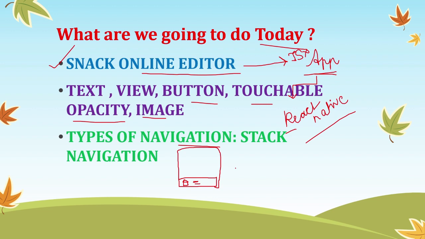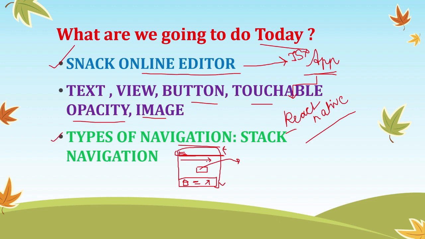You also have the drawer navigator. That means when you swipe, it will open and show you some options. Or if you click on the 3 or 4 lines, it will open and show you the options. Or when you click on a button, you get navigated to a different screen. Not only bottom tab navigator, there can also be a top tab navigator. The same tab you can have at the top, or anywhere. So these are the types of navigation.